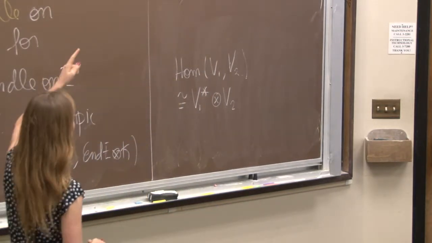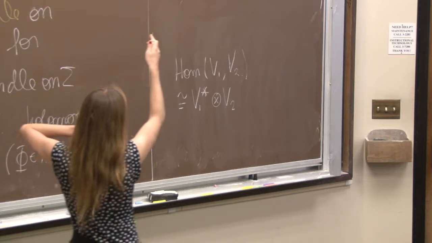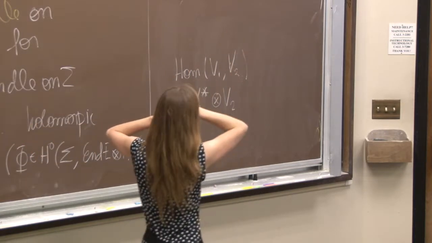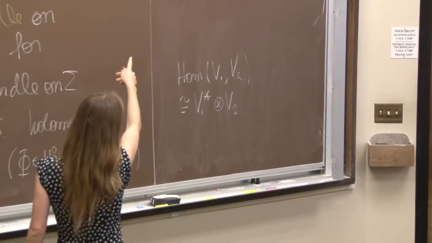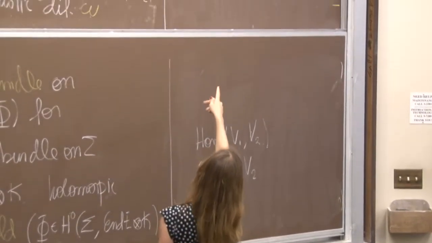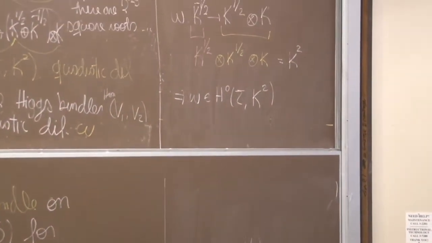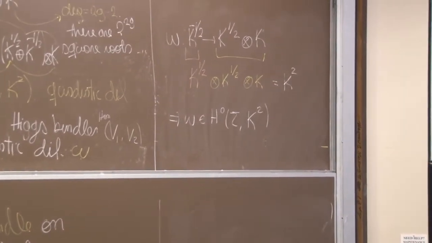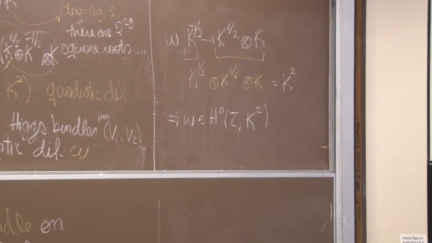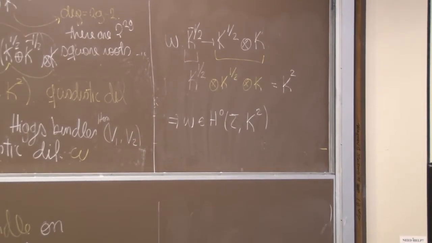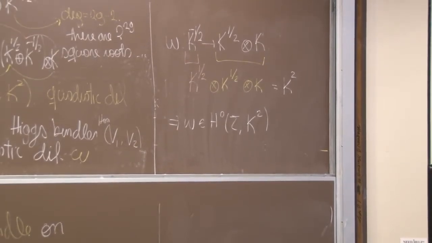We're having a map from a vector bundle to another vector bundle. So we think of all of that, the space of those maps, as K to the plus a half. So we put the dual here, and then we keep the other ones in the same order, and that's where we get the K squared. So all of those omegas, the space of those omegas, is the space of sections of K squared.